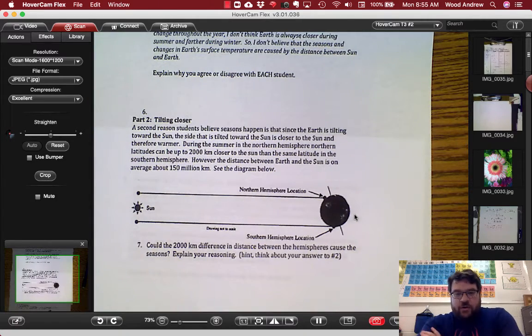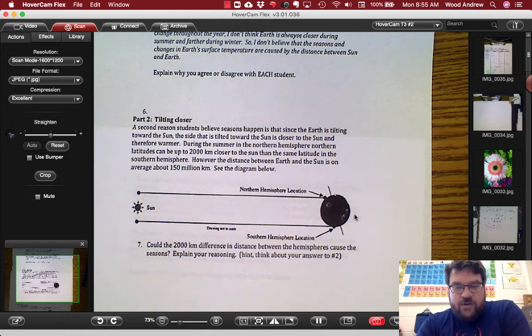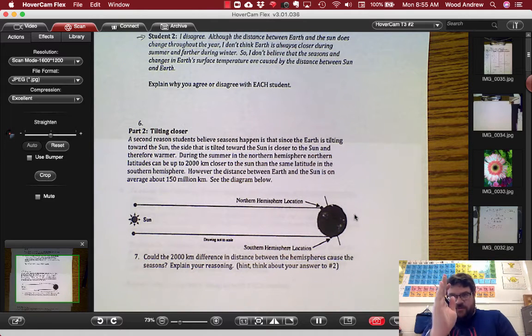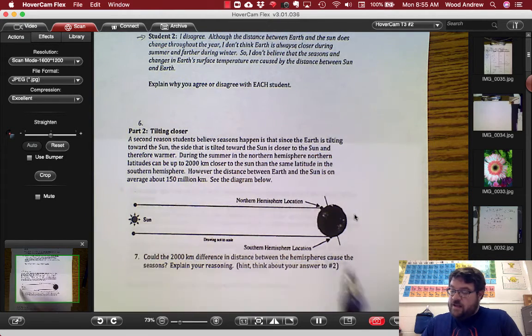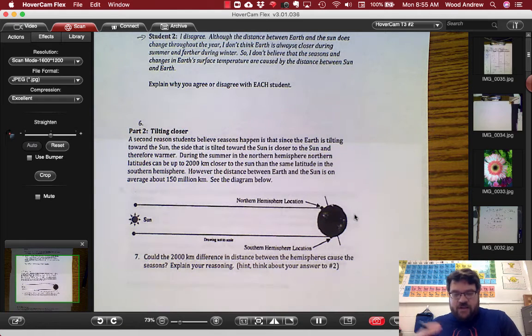Here we have Earth tilting, right? And we know that Earth is tilted about 23.5 degrees from straight up and down. And depending on the time of year, sometimes the northern hemisphere is pointed towards the sun, sometimes it's pointed away from the sun, depending on where it's at throughout the course of the year.